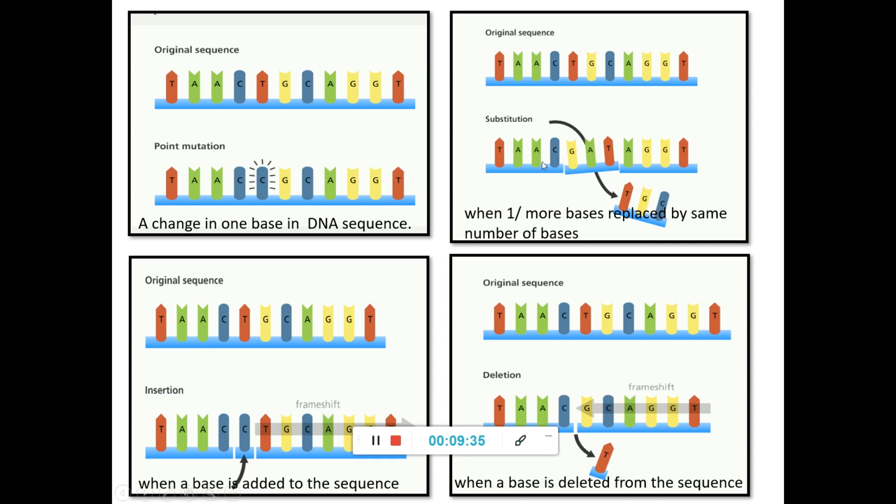Same is the case here. If you have TAA, here CGA, TAG and GT, and this is the start, you have TAA, that is read like that, CTG, this is another one, CAG. Here also the shifting of the frame is not happening.